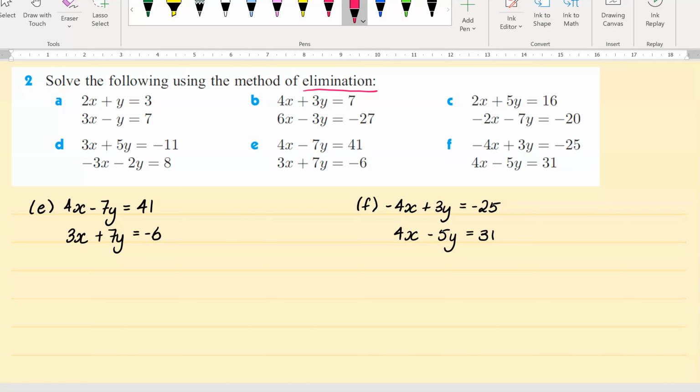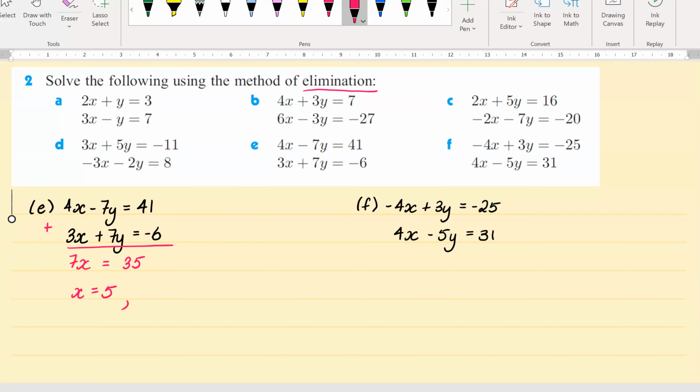Oh, 4 and a 3x. Well, they're not the same number. We've got a negative 7y and a plus 7y. Lucky 7. So to get rid of them, once again, I'm going to add, because one's a negative, one's a positive. 4x plus 3x is 7x. Minus 7 plus 7, they cancel out. So we've got equals 41 plus negative 6, so that's 41 take 6 is 35. 7 times 5 gives me 35, or to get rid of a times 7, you divide by 7. 35 divided by 7 is 5.